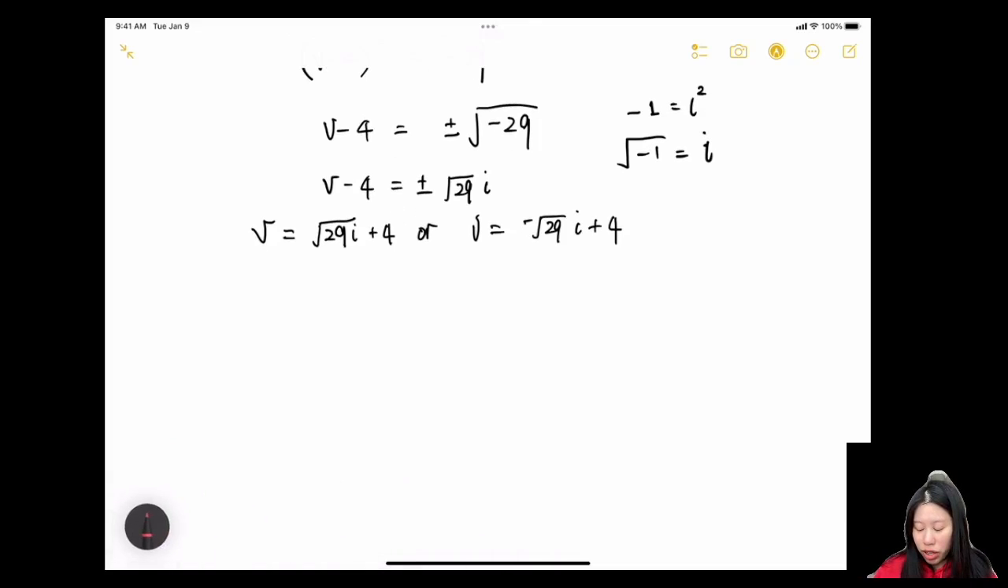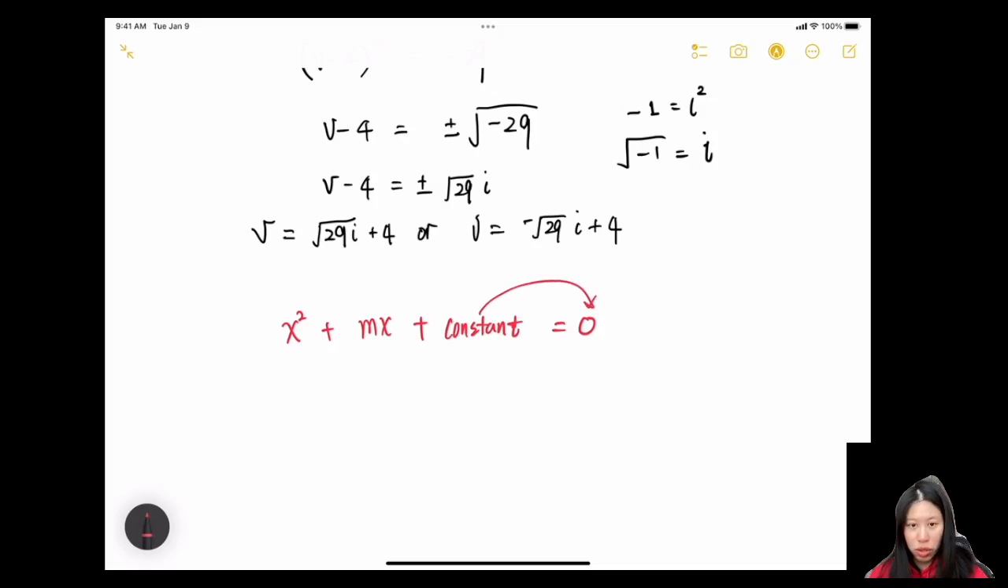So if you have something that looks like x squared plus mx plus some constant equals 0, let's say constant means just the number. The first step, if you want to construct a perfect square, is you want to remove the constant to the right. So we will have x squared plus mx equals negative constant, whatever constant that is.